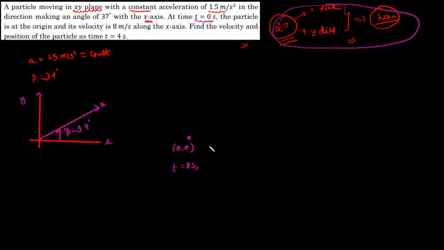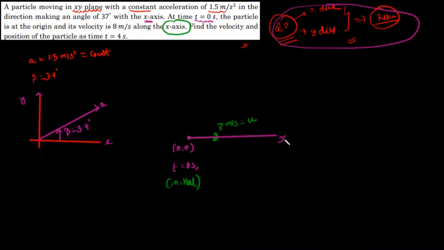They said that the velocity along the x-axis initially, when time is equal to 0, means the initial time period. So initially the velocity is 8 meter per second, and that was present along the x-axis. So this is going to be 8 meter per second, and that is my initial velocity u. I hope it is clear.